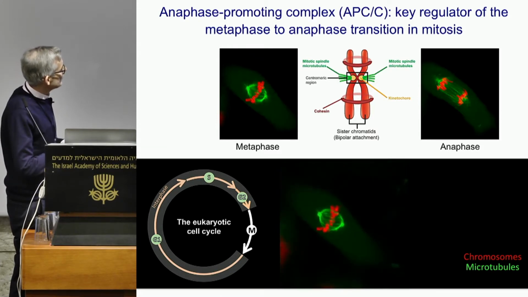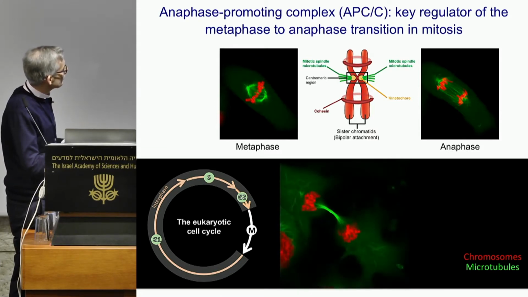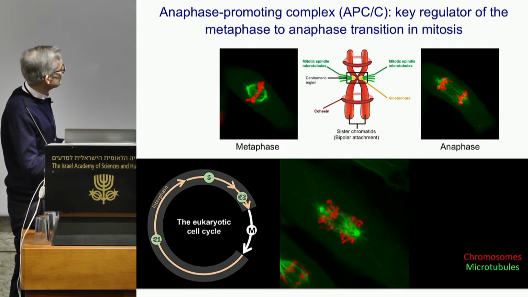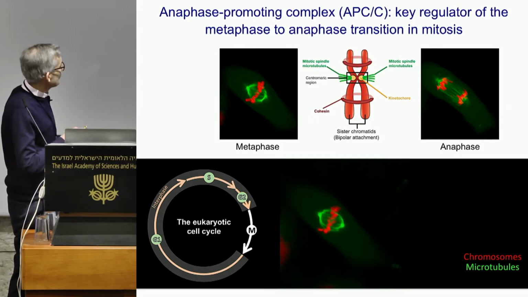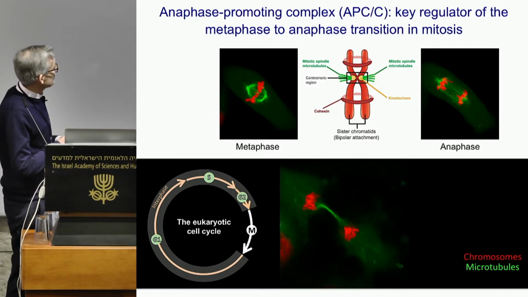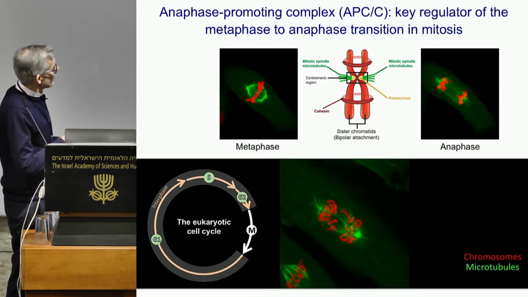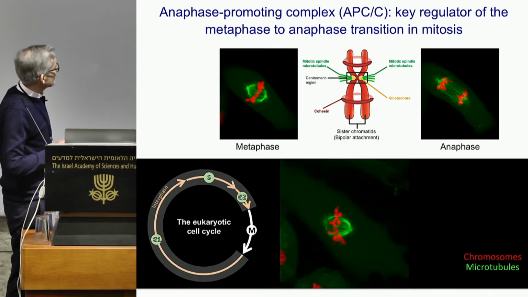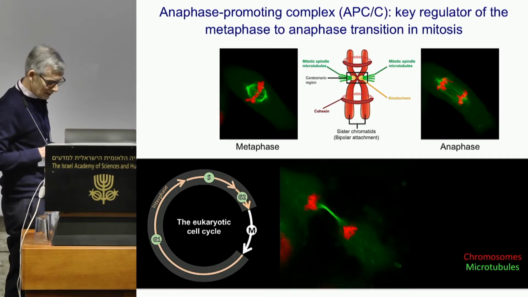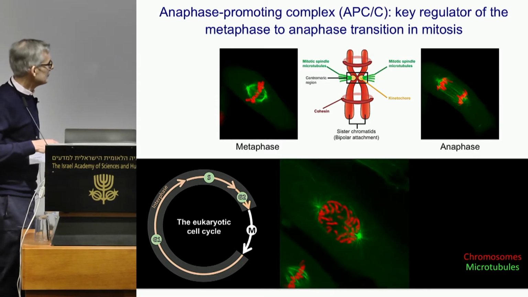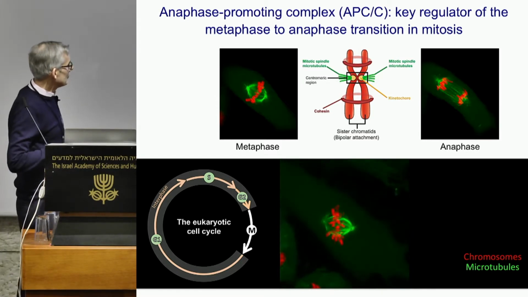The sister chromatids are held together by cohesion because of a cohesin ring which encircles the two sister chromatids. On the onset of anaphase, the sister chromatids are separated because the cohesin ring is disassembled. And the APC regulates this transition from metaphase to anaphase. This video here shows the events of the cell cycle and mitosis.